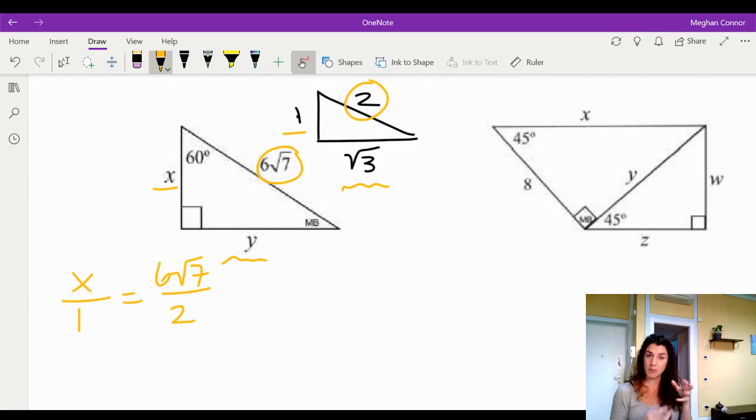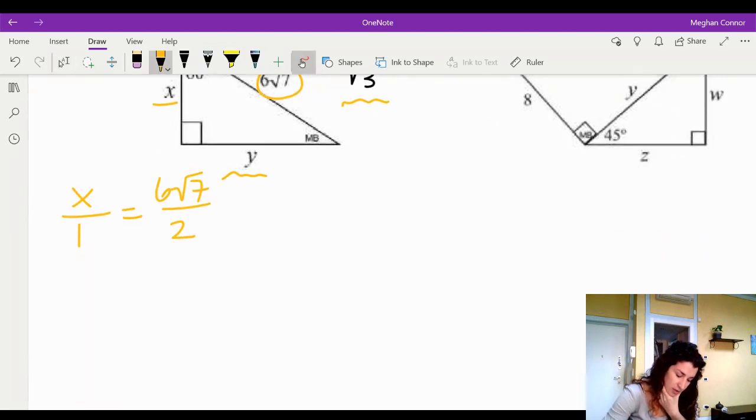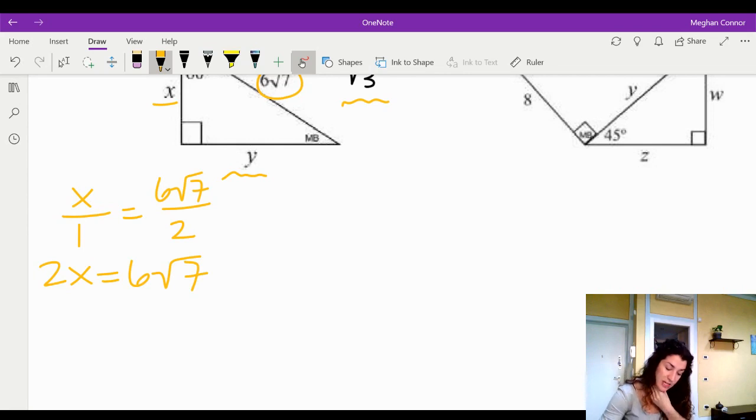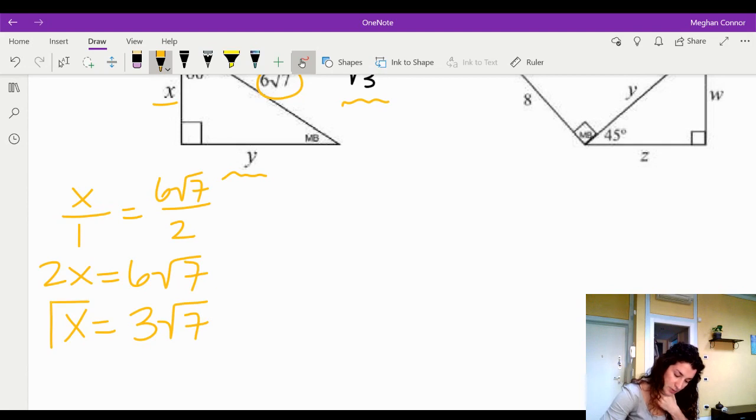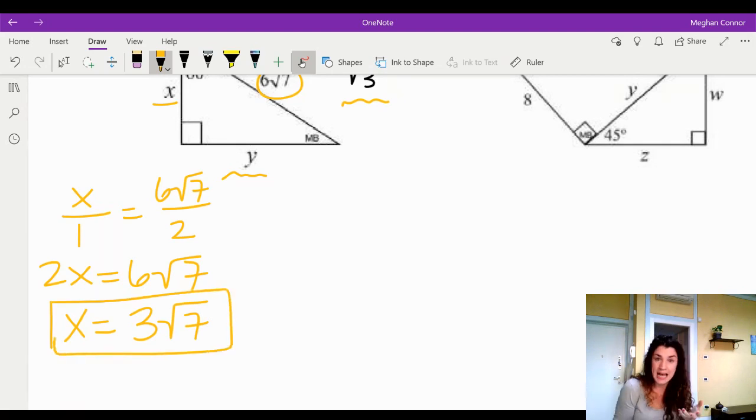And now I've got ratios between side lengths, which are proportional. Cross multiplying and solving, I get 2x equals 6 square root of 7. Divide both sides by 2. Realize that 2 only divides out with the coefficient, not inside of the square root, because it would have to also be inside of the square root. So x equals 3 square root of 7, and that's exact.